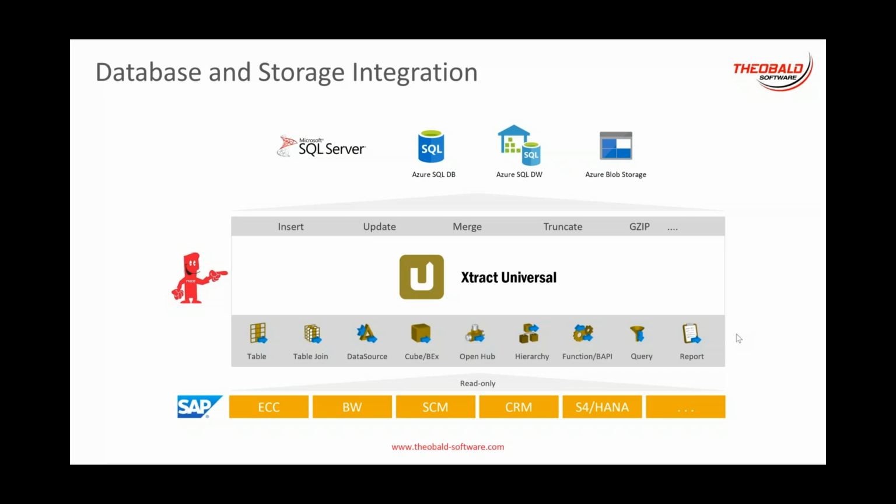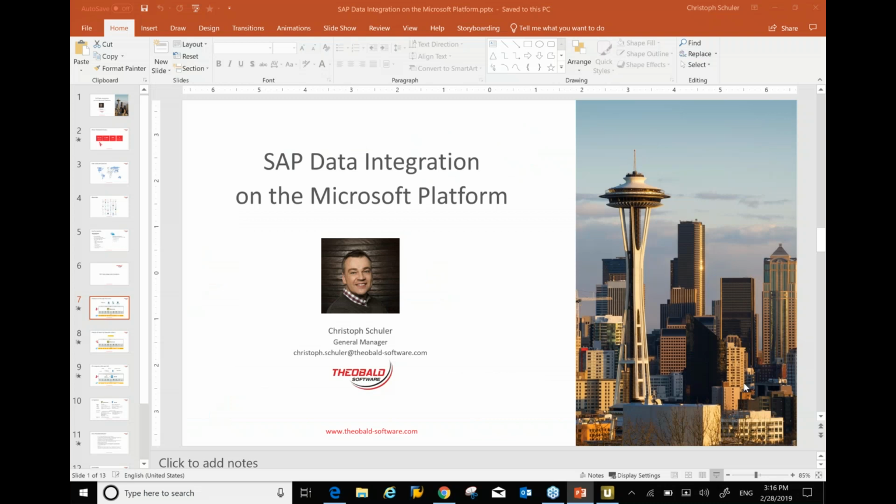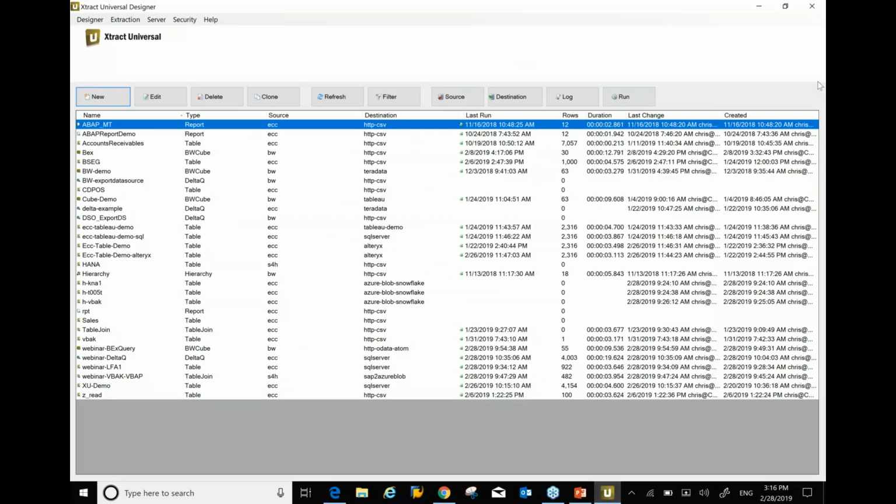And so I will show you a brief demo now of how this looks. You see on this next screen the Extract Universal Designer. This is the front end of Extract Universal. The tool has a simple architecture. It has a designer that you see here, and it has a service that runs in the background, a Windows service that does the work of extracting the data. It also takes care of the logging and security and so forth.